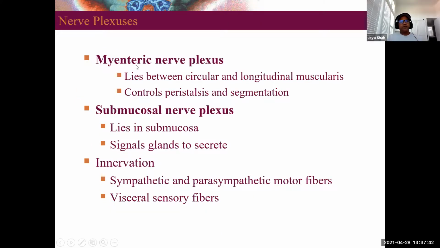We talked about the myenteric nerve plexus and submucosal nerve plexus, and then the innervation is sympathetic and parasympathetic motor fibers, plus the sensory fibers from the GI tract wall. So when you have a stretch in the GI tract wall, sensory fibers take it. Like when you eat food, your stomach enlarges, and then a stretch in the wall takes the sensory signal to your brain, and you feel satisfied.